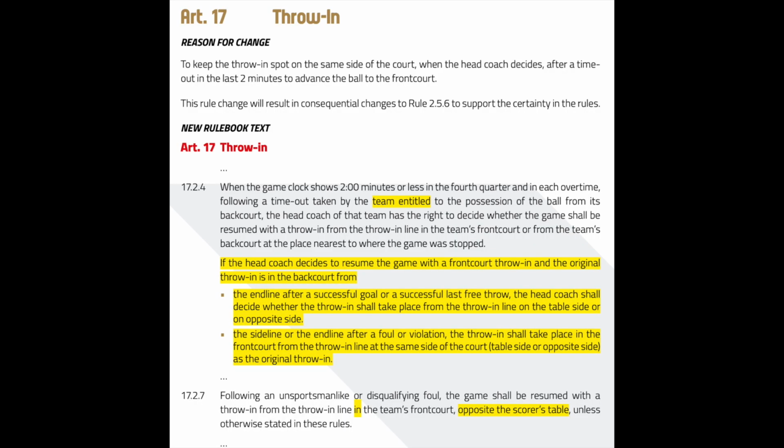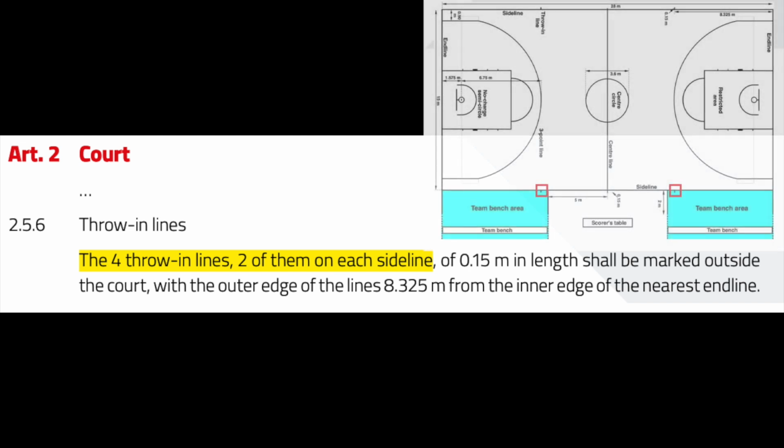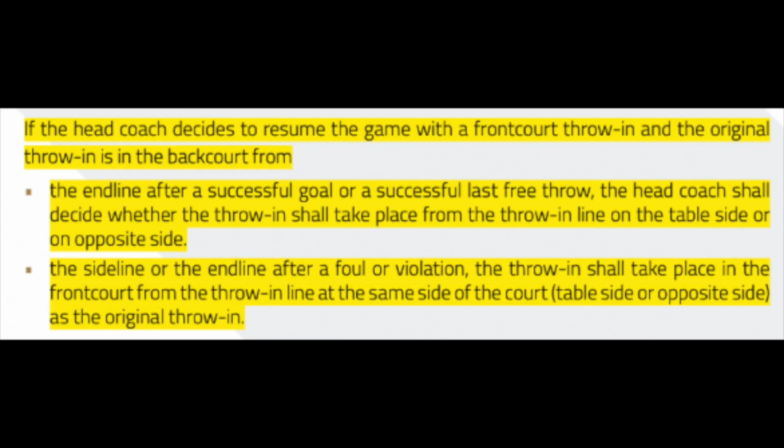We not only have added 2 throw-in lines on the same side as the bench area. Originally there's only 2 opposite the bench area. So we have now 2 on the same side of the bench area, which allows a little bit of flexibility on throw-ins when a timeout is called by the head coach in the last 2 minutes. There are 2 scenarios and 3 outcomes.